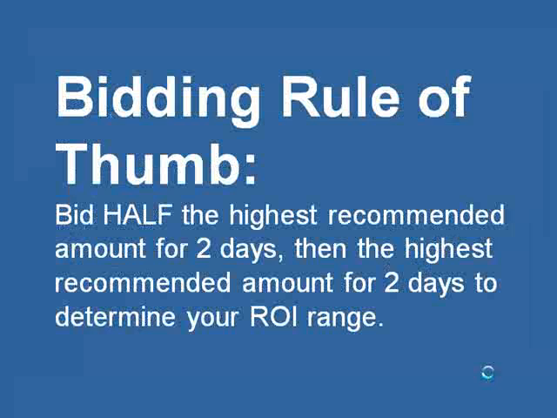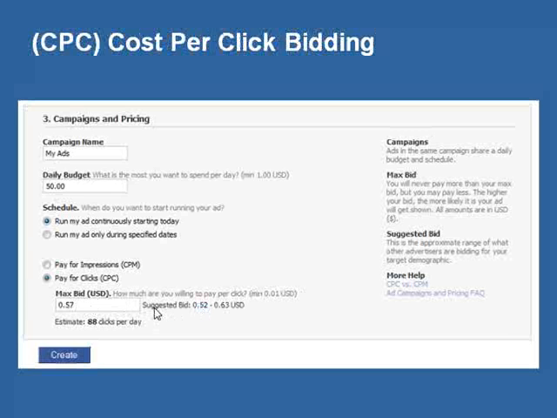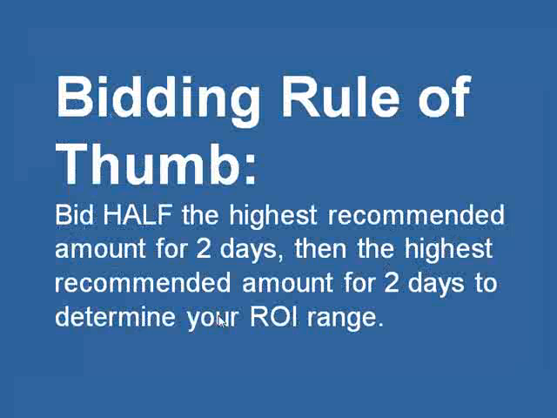Now, I know a lot of people will ask, how do I bid? How much should I bid? Should I bid what Facebook suggests? Because Facebook, they will suggest some bids for you, which I think is quite nice of them. They'll go through and they'll say, hey, why don't you bid 52 to 63 cents for this, right? Well, you can take their suggestion if you want.